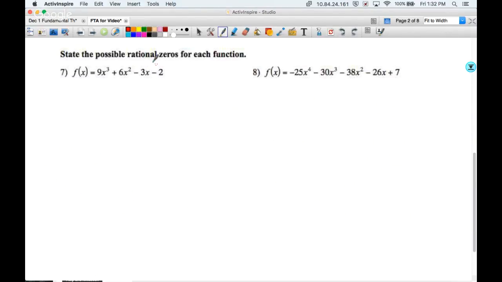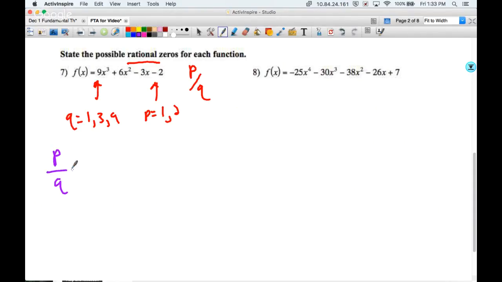State the possible rational zeros. So these are of the form P over Q. So I just got to list down P equals 1 or 2. Q equals 1, 3, or 9. Now we make all the fractions possible with P over Q.